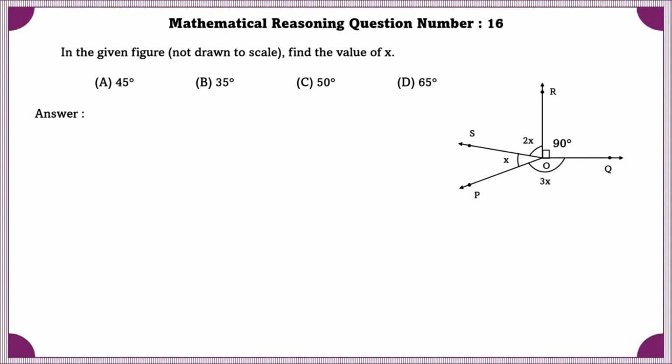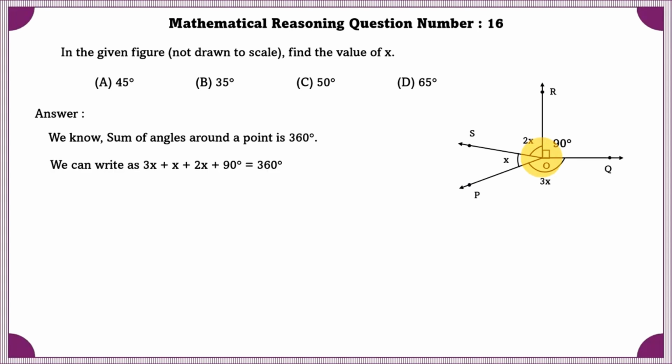Mathematical reasoning question number 16. In the given figure not drawn to scale, find the value of X. We know that sum of angles around a point is 360 degrees. Using this, we can find the value of X, that is 45 degrees.